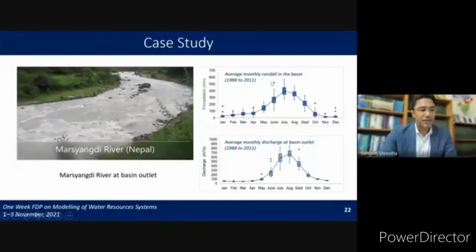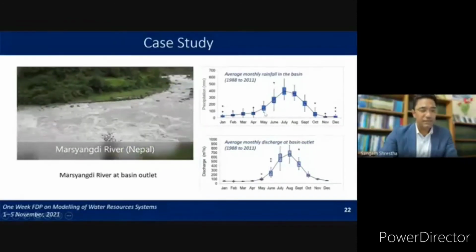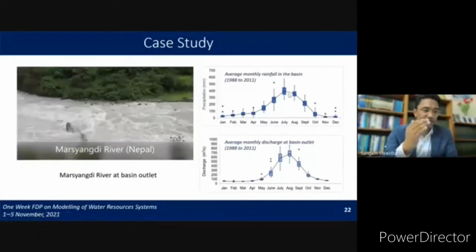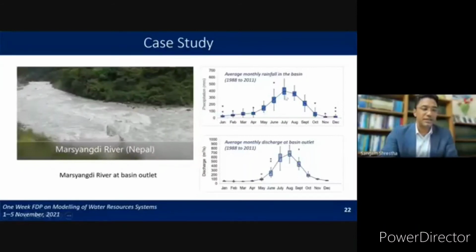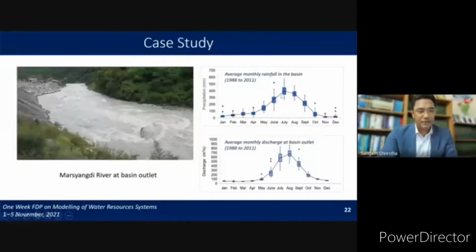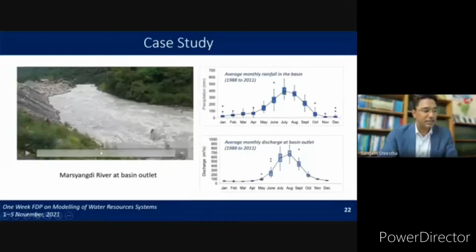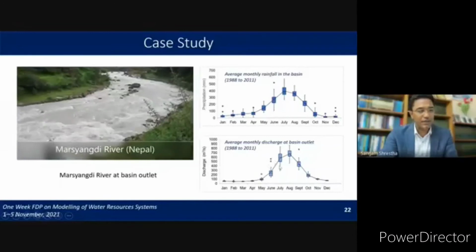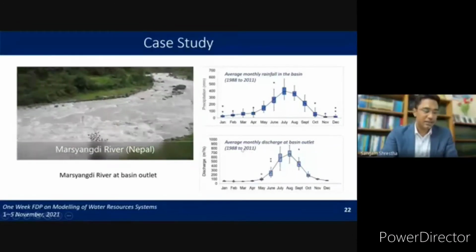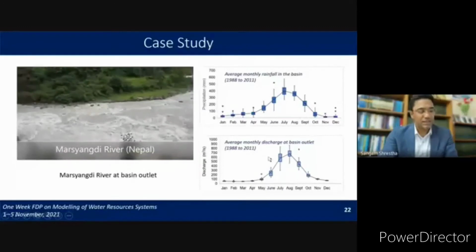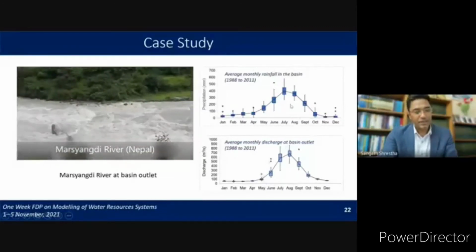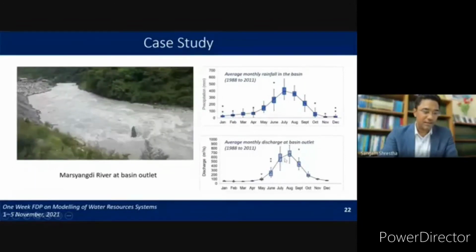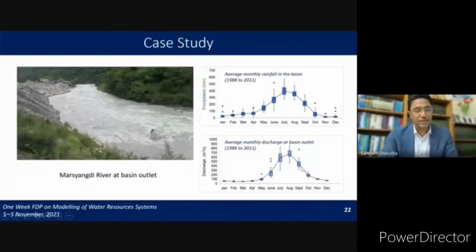On the right hand side, you can see the average monthly rainfall in the basin. And in Nepal, the monsoon season starts from June to September. So you can see a very high amount of rainfall. In the below diagram, you can see the hydrograph of the basin in terms of the average monthly discharge, and corresponding to this rainfall, the discharge is also higher in June to September.